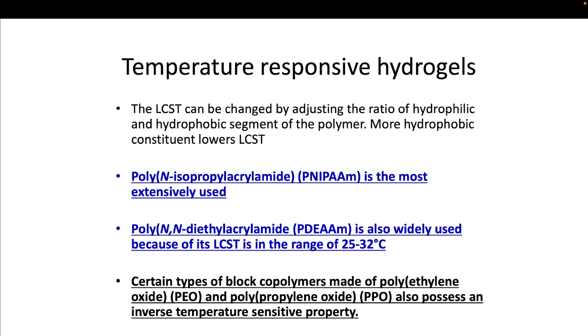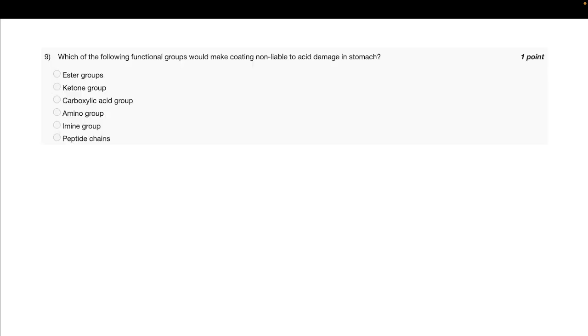Let's look at the next question. So next was, which of the following functional groups would make a coating non-labile to acid damage in stomach? We just discussed it. Anybody wants to take a guess? Option 3. Option 3. Anyone else? Thanks for answering.